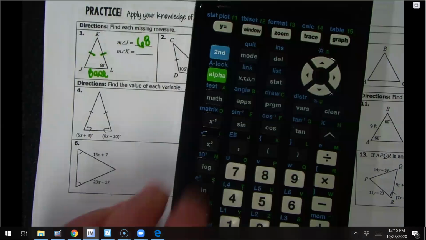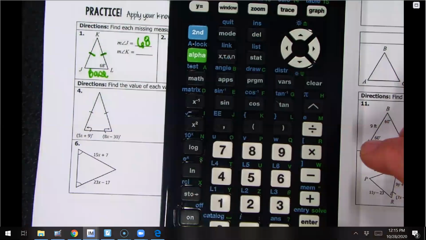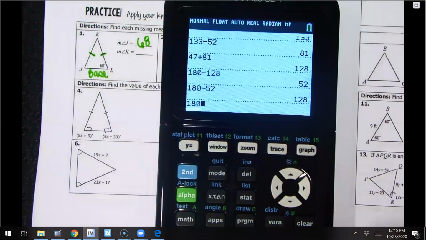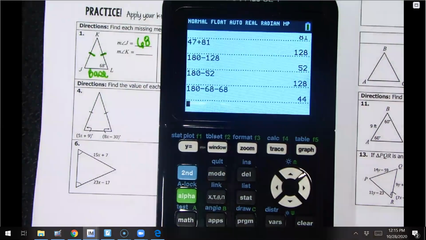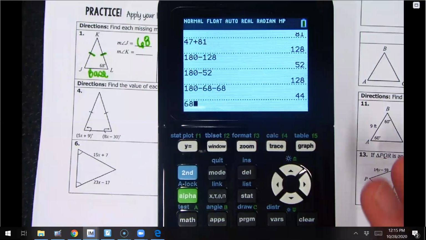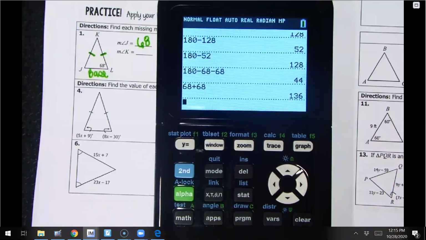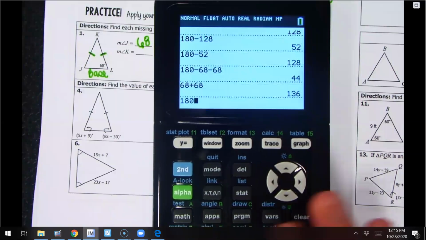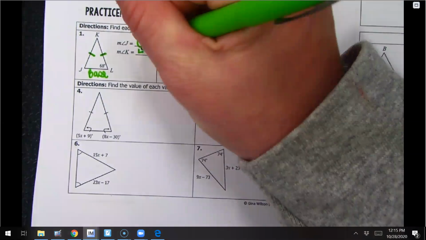What you're going to do is you're going to take that 180, which is the sum of the whole thing. You're going to subtract out 68. Subtract out 68. That's going to give you 44. Or you could have said 68 plus 68, got your sum, be 136, and then take the 136 from 180, which is going to give you 44. So this one is 44. Make sense?